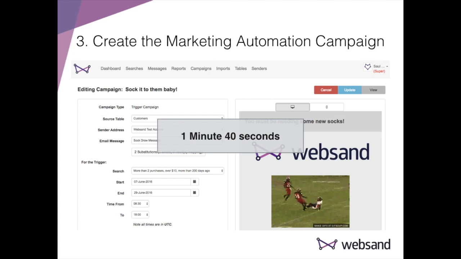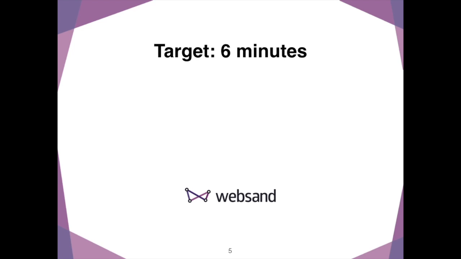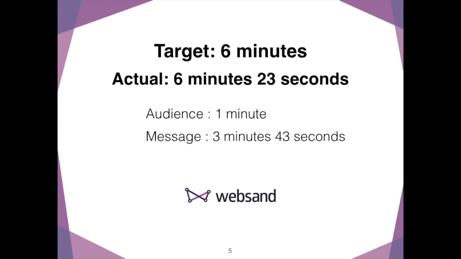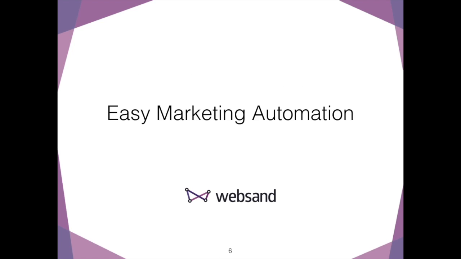So what does that mean? Target was 6 minutes. It actually took us 6 minutes and 23 seconds, but hopefully you'll forgive me fiddling around when I was creating that message. Audience took a minute, the message took 3 minutes and 43 seconds. That's where we took the time, and the campaign took 1 minute and 40 seconds. So overall, I hope you'll agree that Websand gives you easy marketing automation.